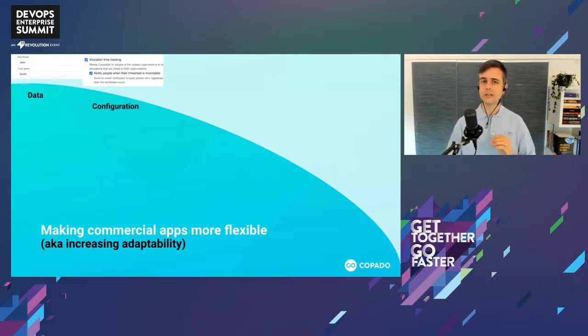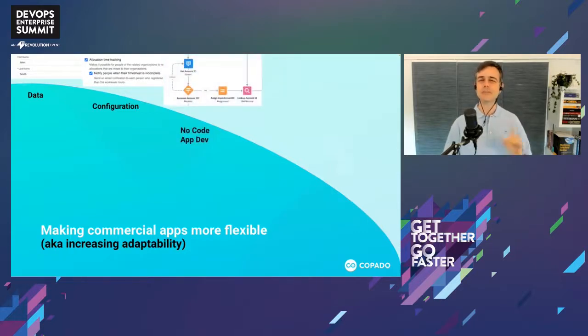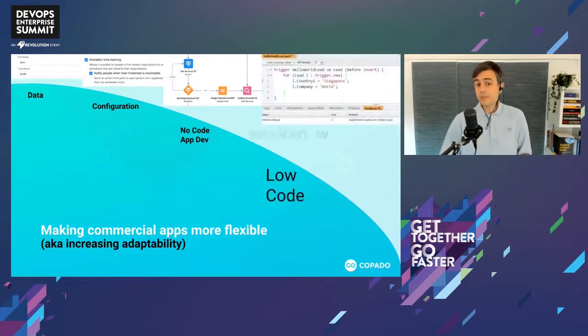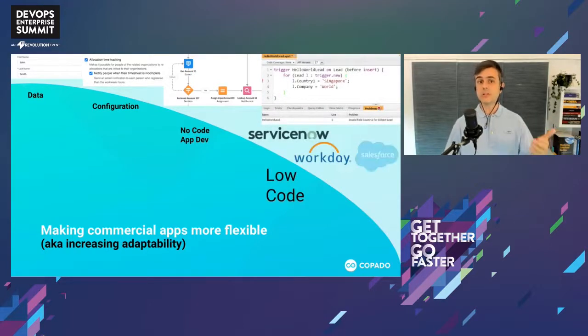But we know that humans have infinite desires and infinite different interests, and there's no amount of configuration that can address them all. So at some point, these commercial applications need to develop no-code ways of customizing the application if they want to meet the diverse needs of their customers and potential customers. And at some point, they may even need to enable code to be written on their platform.